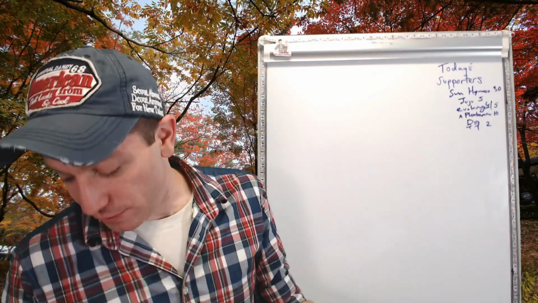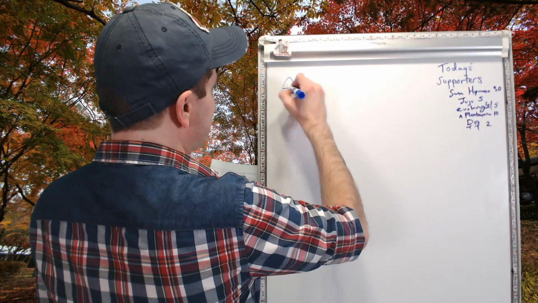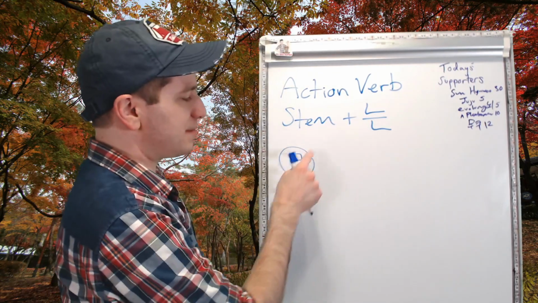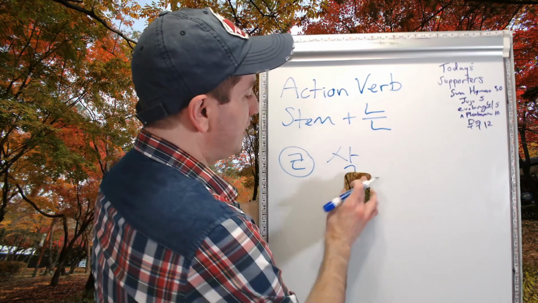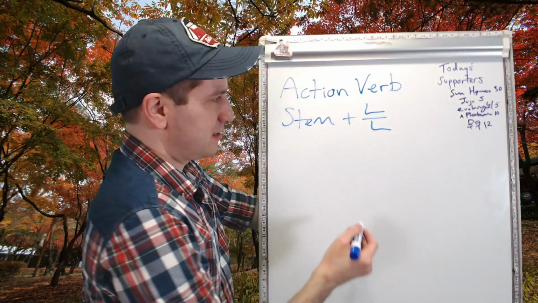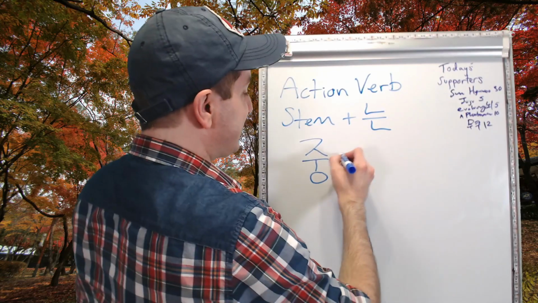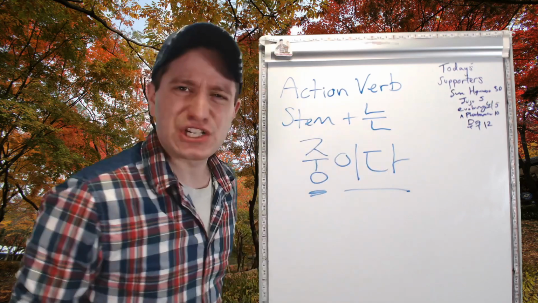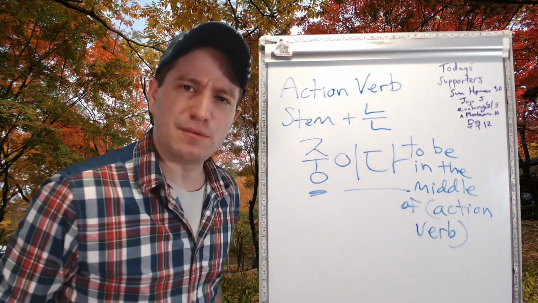Next, we have a form for people who are a little more intermediate, and that is 중이다. The way to make this is you take an action verb stem and you attach 는. If the action verb stem ends with a ㄹ, which is this letter, you remove it. 살다 would become 사는. Just keep that in mind. And then after this, you'll attach 중. 중 is a common 한자. It means the middle. And then 이다, to be. So literally to be the middle of action verb. To be in the middle of doing. So whatever action verb you use, you're in the middle of doing it.